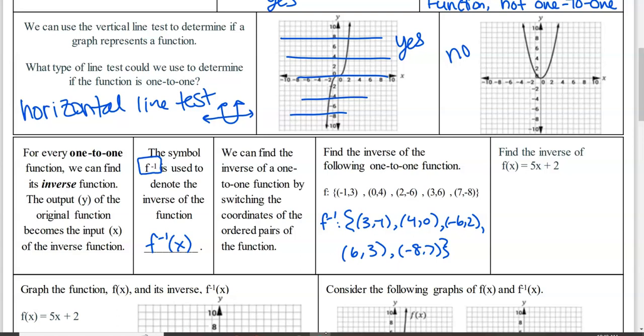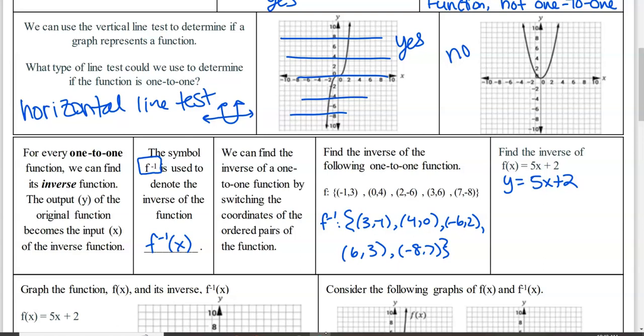Okay. So if you're given a bunch of points, you literally just flip-flop them. Now, what if I'm given a function? I need to switch my x and my y. But if I have f of x equals 5x plus 2, I don't see a y. But what is my y? The f of x. So this is the same thing as saying y equals 5x plus 2. So to find the inverse, change f of x to be y.